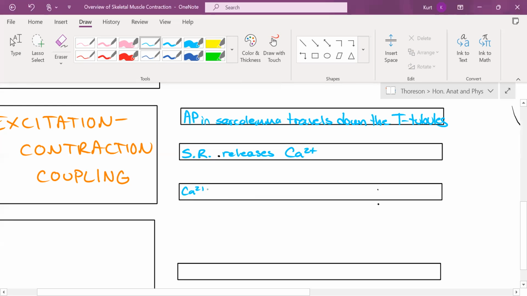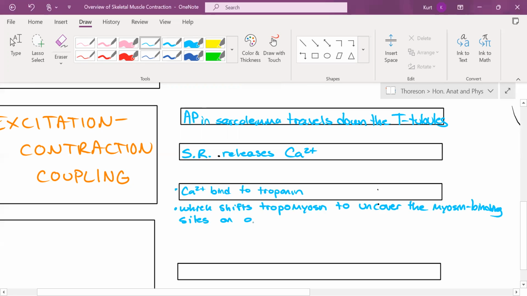Calcium ions bind to troponin, which shifts tropomyosin. This is the largest part. We did this on the very first day I was teaching this. It's multiple components, so I'm going to put in bullet points here. Calcium binds to troponin, which shifts tropomyosin to uncover the myosin binding sites on actin.